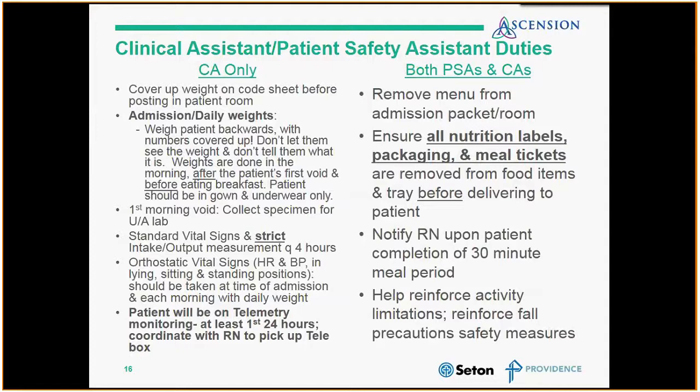For both the PSAs and CAs, you want to make sure that the menu is removed from the admission packet and room. You want to ensure that all nutrition labels, packaging, and meal tickets are removed from food items and tray before delivering to the patient. This is so that way the patient does not see how many calories they're getting ready to consume, what types of things are in the meals that they are receiving, etc. Patients have 30 minutes to eat, so you want to notify the nurse upon patient completion of a 30-minute meal period. And then you want to help reinforce activity limitations and fall precaution safety measures.